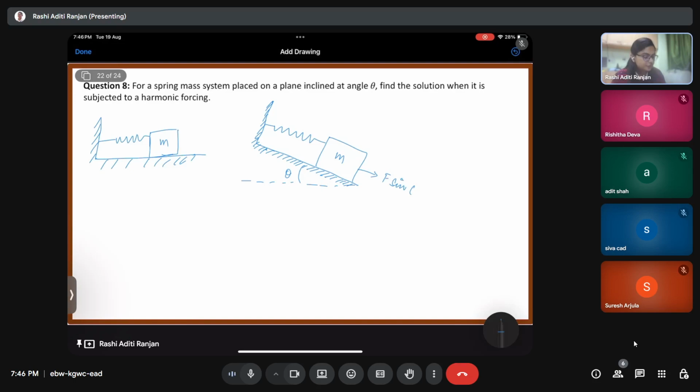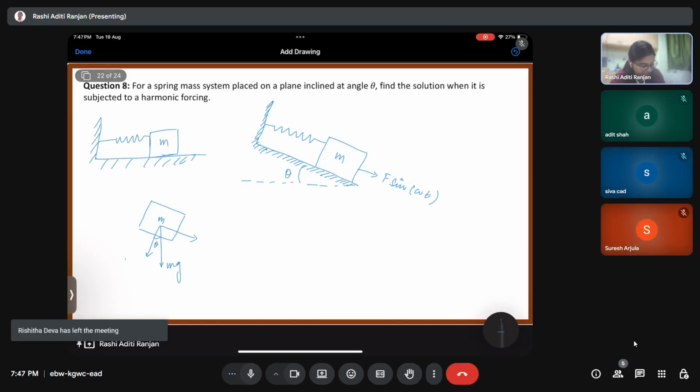If I make its free body diagram at some point, mass m is going to experience a weight, mg. And we know the angle theta, so this mg can be broken down into two parts. By geometry, you know that this is going to be the angle theta. So this is going to be mg cos theta and mg sin theta.